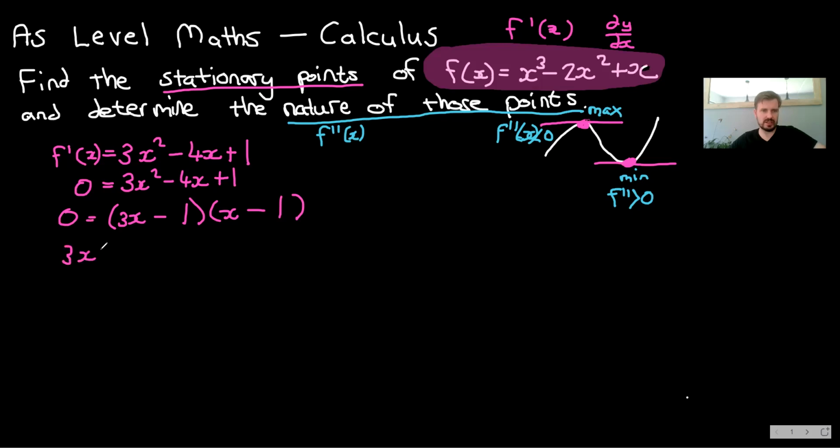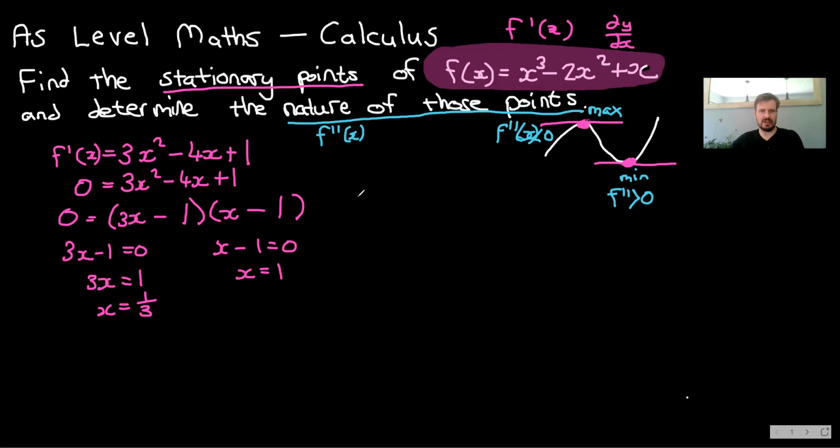So we get 3x equals 1. Actually, let me not skip. So we have 3x minus 1 is equal to 0, or x minus 1 is equal to 0. So we now take the 1 across, and then we have x. We divide both sides by 3 to get rid of the 3, and here we have x equals 1 third. Okay, so those are going to be the x values of our minimum and our maximum.